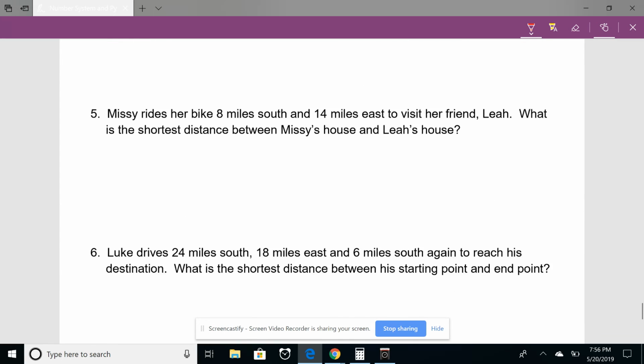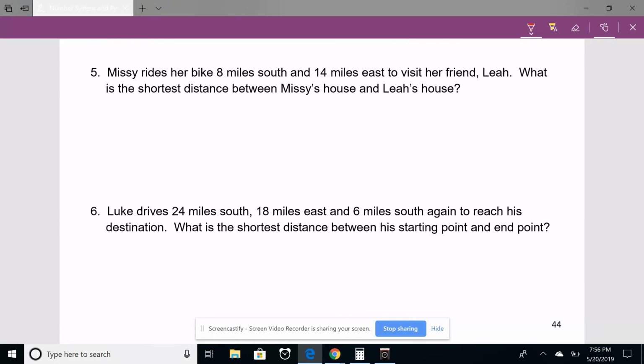Let's look at a word problem. Missy rides her bike 8 miles south. That means down 8. And 14 miles east to visit her friend, Leah. What is the shortest distance between Missy's house and Leah's house?